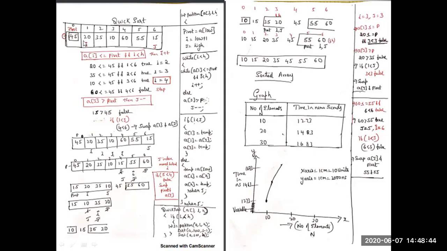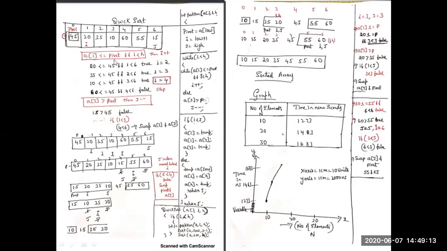20 is less than 45, true. 35 is less than 45, true. 10 is less than 45, true. So you keep incrementing I. While A of I is less than or equal to pivot and I is less than high, increment I. So 20 is less than or equal to 45, yes, and 1 is less than 6, true. I is incremented, it becomes 2, the second index. Next, 35 is less than or equal to 45 and 2 is less than 6, true.